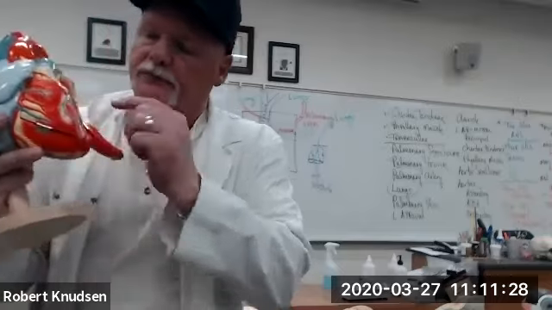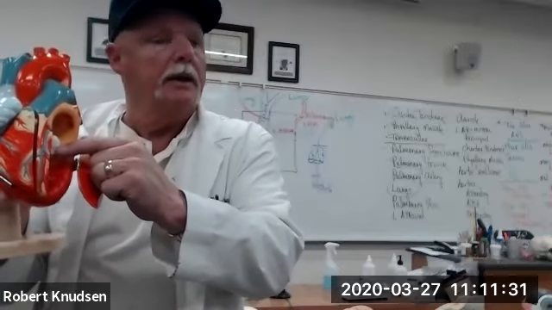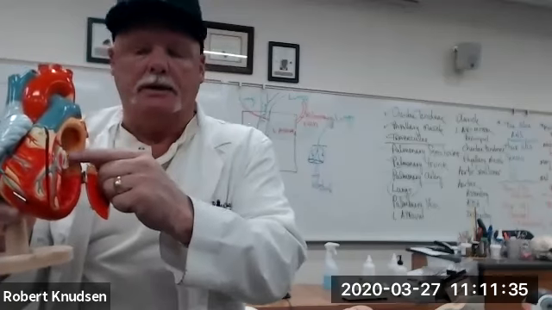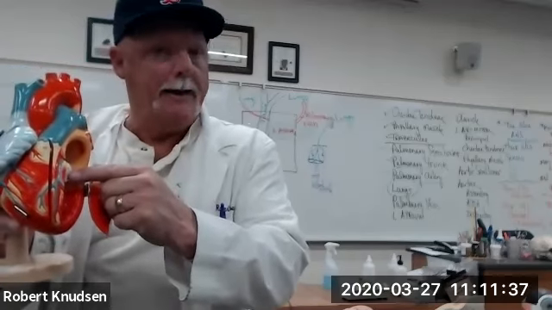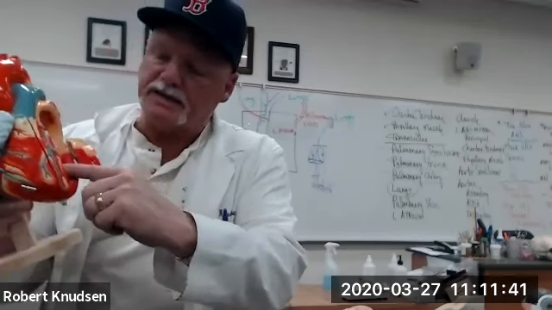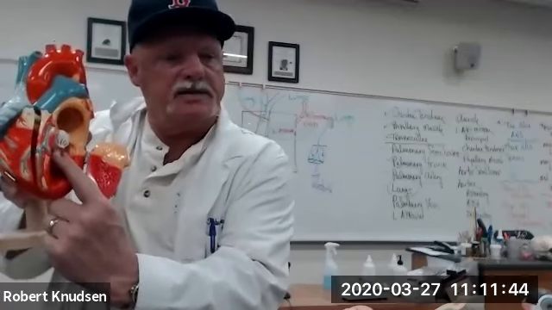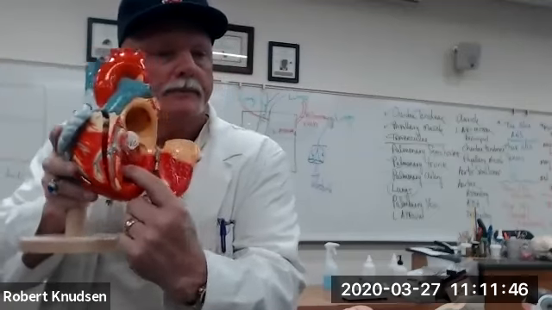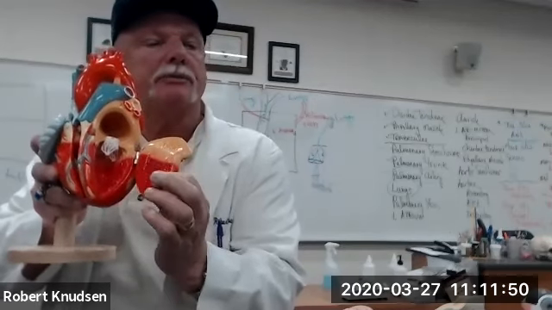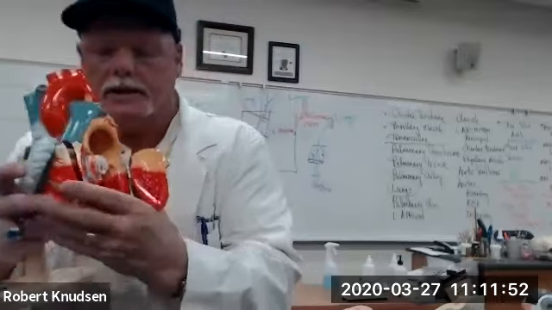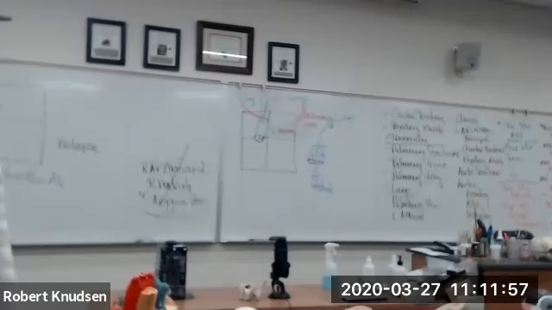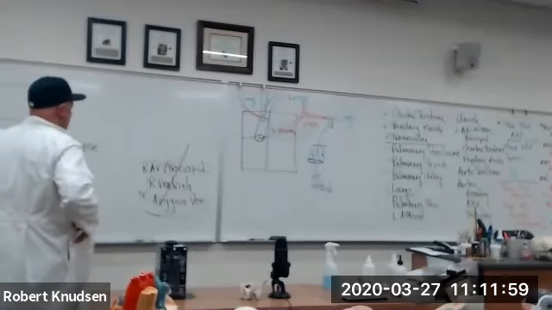Okay? Now from here it's going to go through the left atrioventricular valve that has three names. Left atrioventricular valve, bicuspid valve, mitral valve. Bicuspid because instead of having three cusps, it only has two. And you can see the trabecula. Okay? Now I'm going to draw that for you.